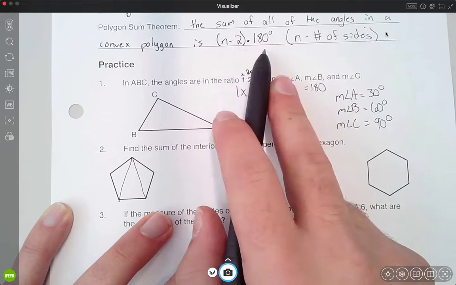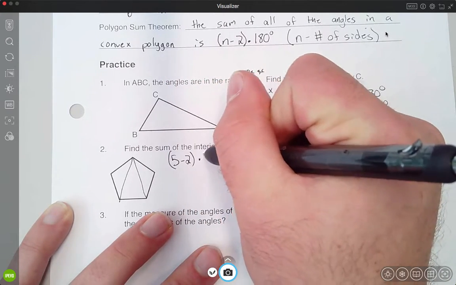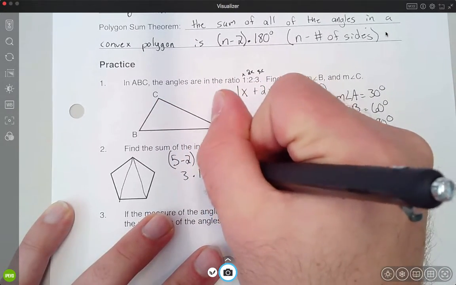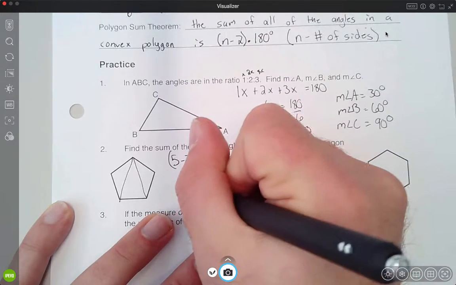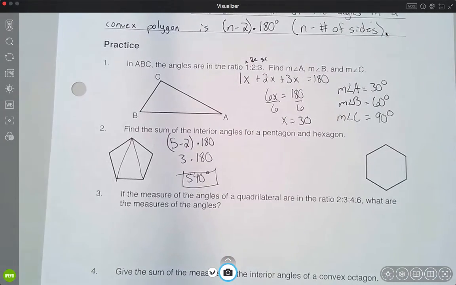So I'm going to take my 5, I'm going to subtract 2, and I'm going to multiply it by 180. Well, 5 minus 2 is 3 times 180. 3 times 180 gives me 540, which is in fact the interior angles all added together in a pentagon.